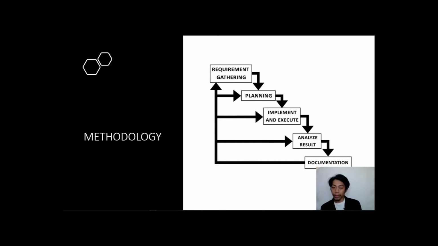This is my methodology waterfall diagram. The phase starts with requirement gathering, which is collecting all the resources and the information needed. Next, after already knowing what the tools and resources needed, planning is done to make sure the future step is done easily. After that, implement and execute, which is collecting the data and running the machine learning. After that, analyze the result. Then lastly, the documentation.